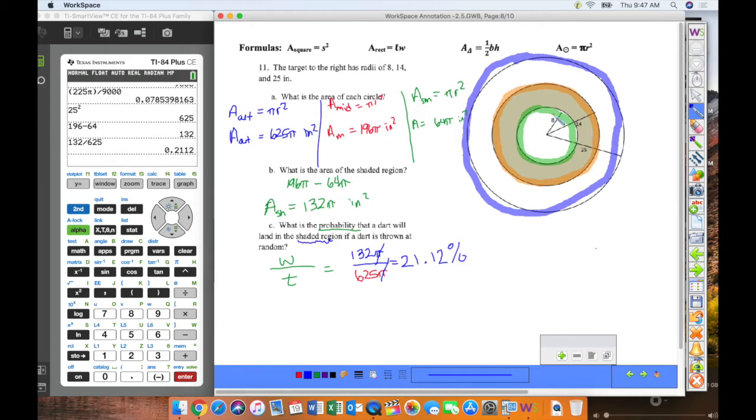Now we all know that if you throw a dart, you might even miss the target altogether. So we're going to take for granted that it's going to hit the actual circle itself, but the chance, if you threw it at random, that it landed in the shaded region is 21.12%.